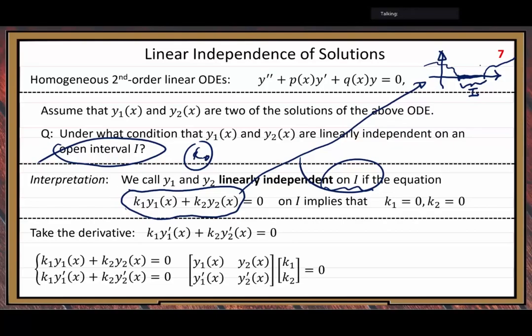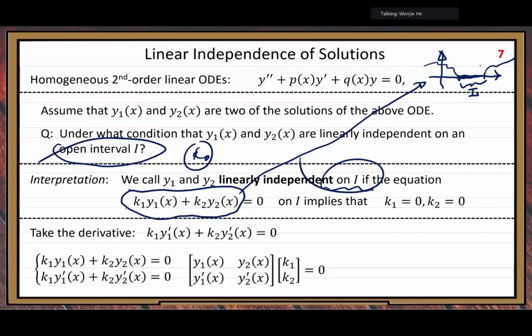Sine, cosine, they are known. But K1, K2, these two parameters, are unknown. So we want to solve this homogeneous linear system for the two unknown parameters, K1 and K2. How do we solve it? Is there any interesting result from linear algebra that can give us some useful observation here?